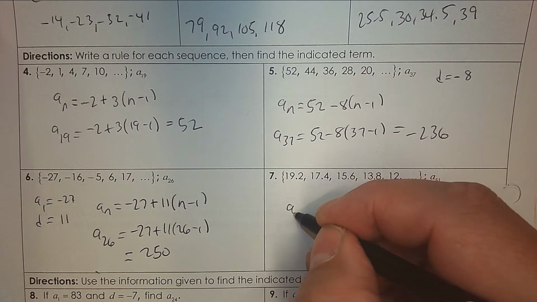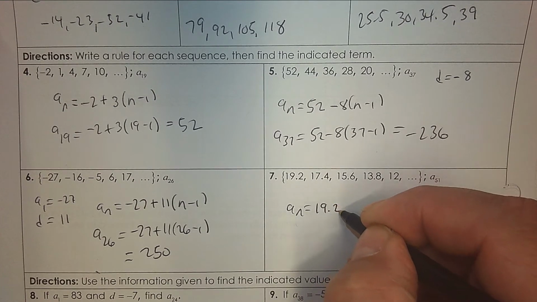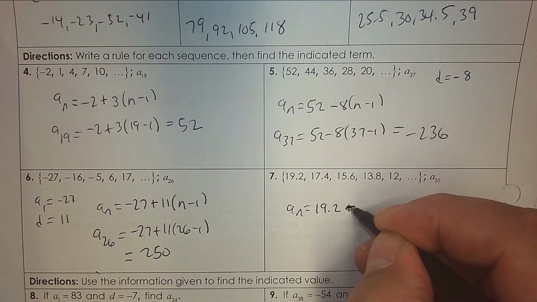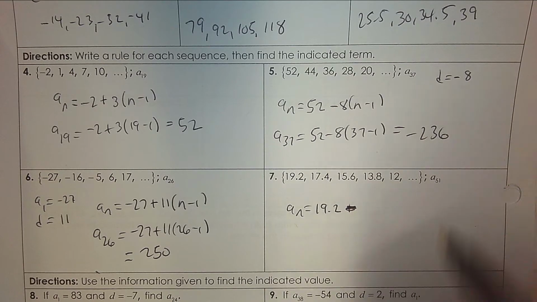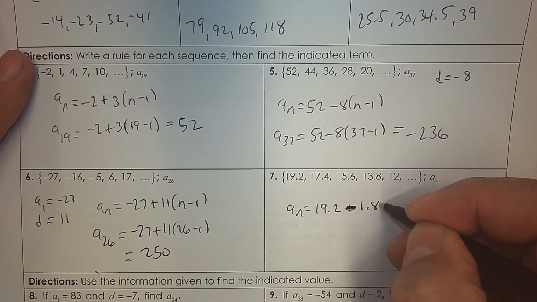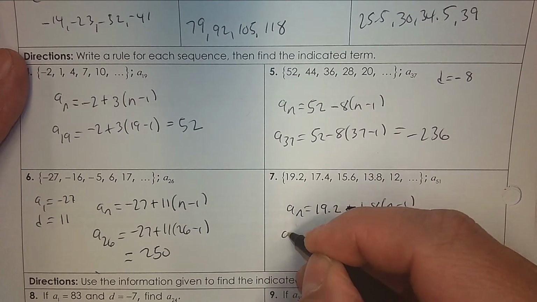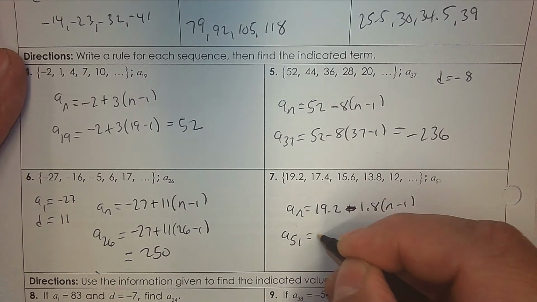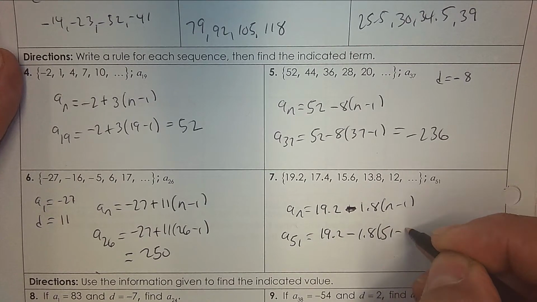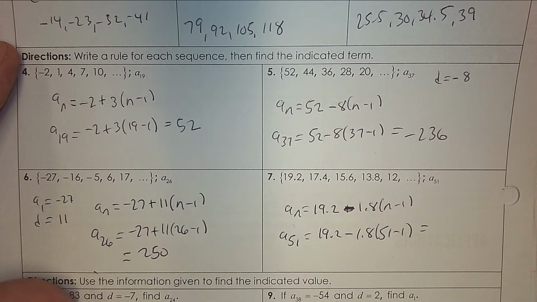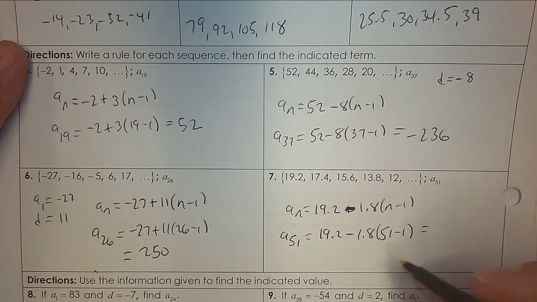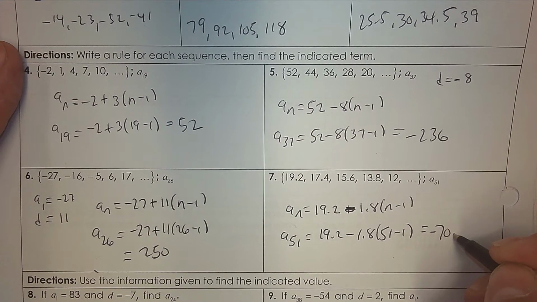So again, the rule, the first term is 19.2. This one is decreasing, so we're going to subtract. And we're going down by 1.8. Yeah. n minus 1. And then I want to find the 51st term, so 19.2. So 51 take away 1, and then you multiply, get a big negative number, add 19.2, and you get negative 70.8.